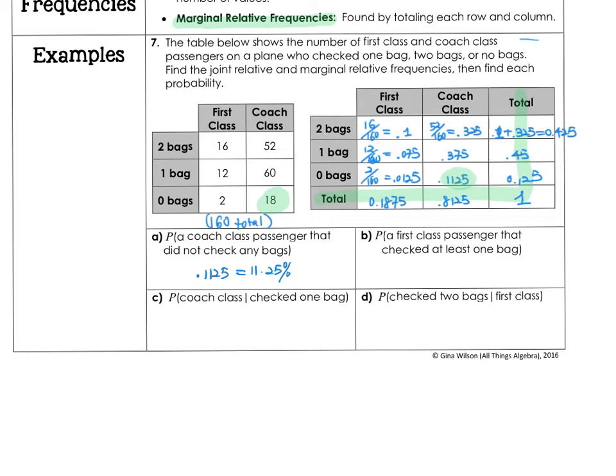Now, second question. Probability of a first class passenger that checked at least one bag, meaning those who check one bag and two bags have to be together. So this is first class. So it's 16 passengers plus 12 passengers. And therefore, I'm looking at these two. If I add these two together, I should have 0.175, which is 17.5%.